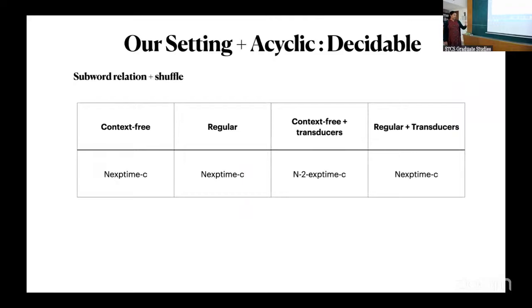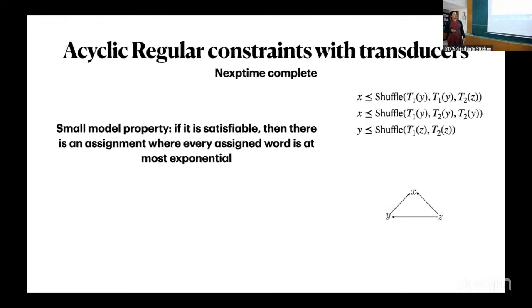So this is what we will have. Okay, so what we will show is that in the acyclic setting, we have decidability and we have matching upper and lower bounds for both of these things. So this is non-deterministic exponential time complete for everything except for context-free plus transducers. That will make it one more exponential. I think then it kind of goes through.